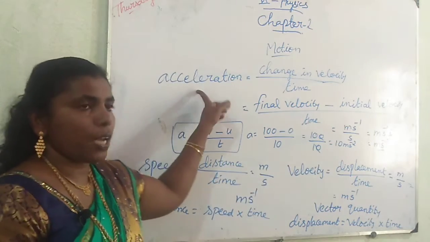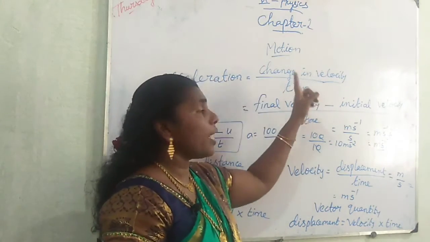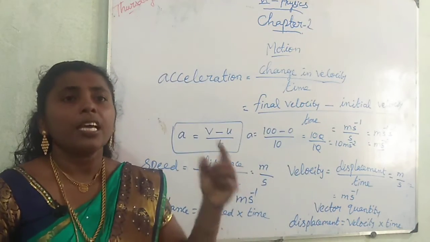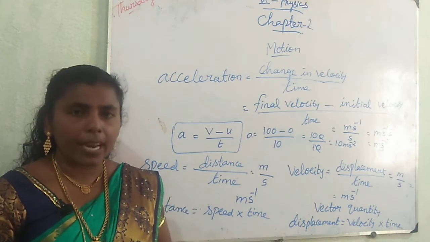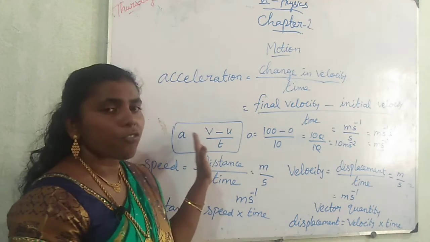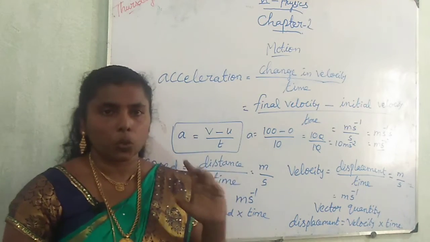Then acceleration. What is the formula for acceleration? Change in velocity divided by time. What is the definition for acceleration? Rate of change of velocity is called acceleration. Then we get this formula: A equal to V minus U divided by T.